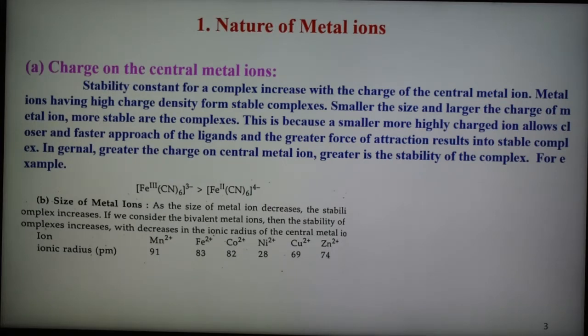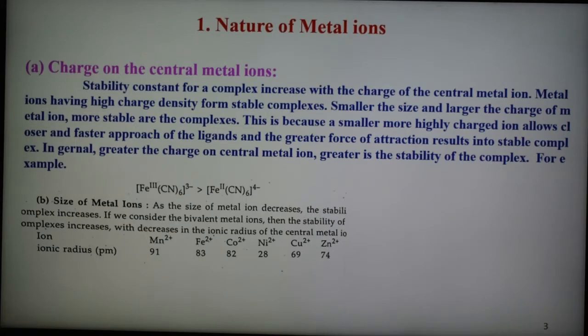So from this we can say that the order of stability is Mn2+ is less stable than Fe2+, which is less stable than Co2+, which is less stable than Ni2+, which is less stable than Cu2+, and which is less stable than Zn2+. So Zn2+ has greater stability as compared to copper, and copper is greater than nickel, like that. So this is the order in this case.